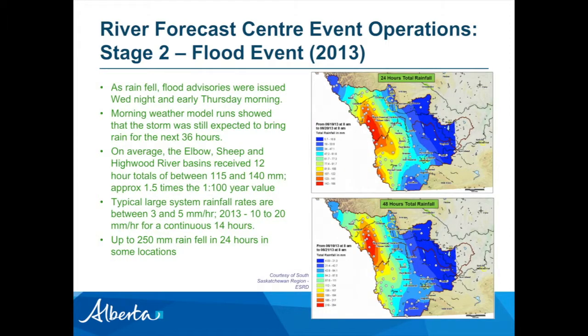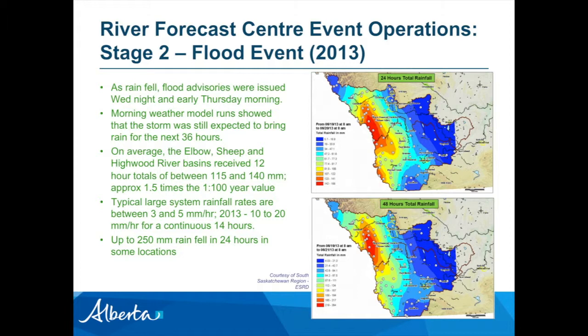In terms of the event itself, we talked a little bit about those 12-hour intensities. The actual ones that finally came out at the end of the day for the Elbow, Sheep and Highwood, they're getting 12-hour intensities between 115 and 140 millimeters. That's about 1.5 times the 1 in 100 rainfall intensity for that area.